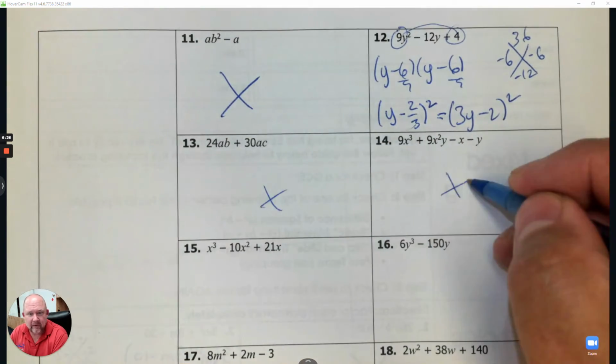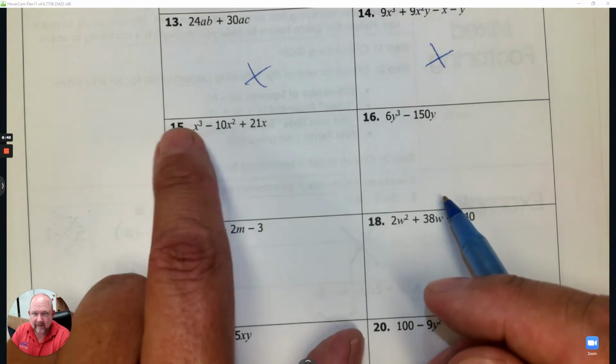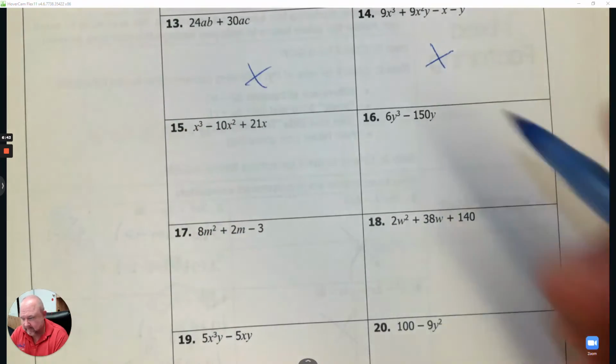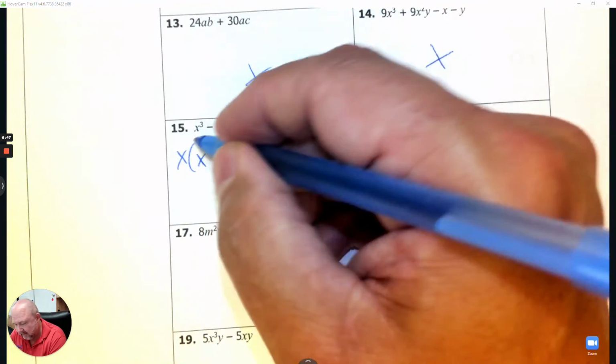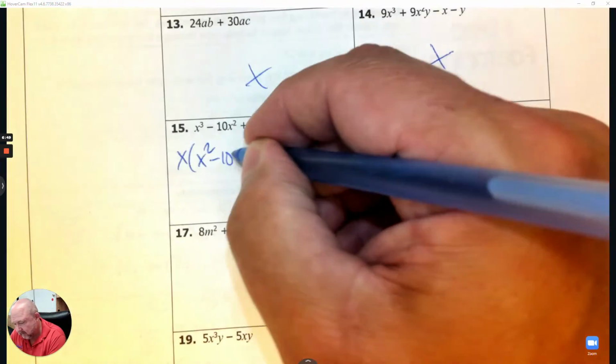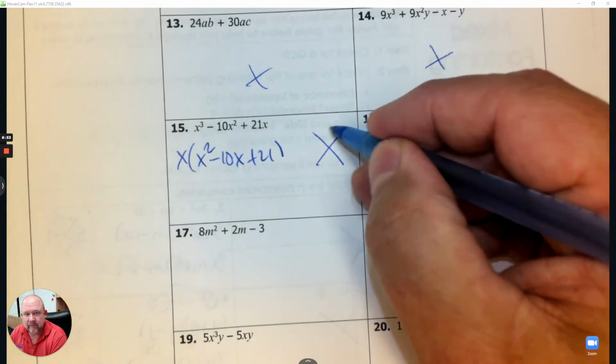All right, none of these are multivariable. Number 15, there's an x that they all have in common. So I'm going to factor out an x. And when I divide, I subtract. So it's x squared, then just x, and then 21. What's left is a simple trinomial.